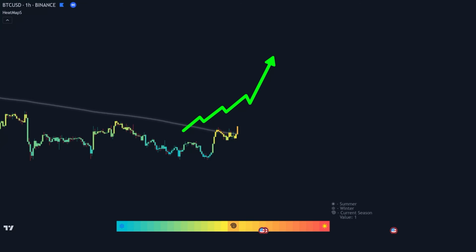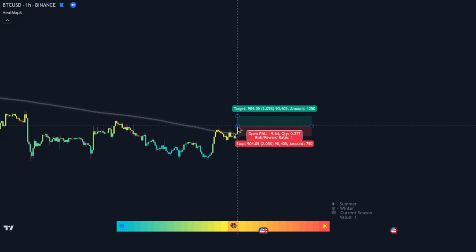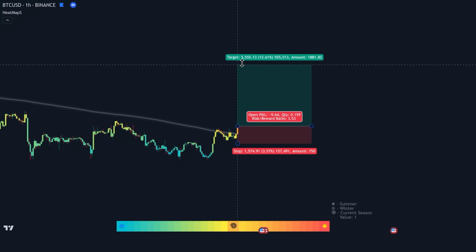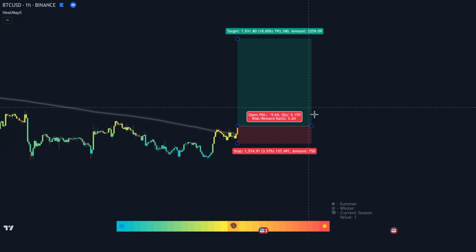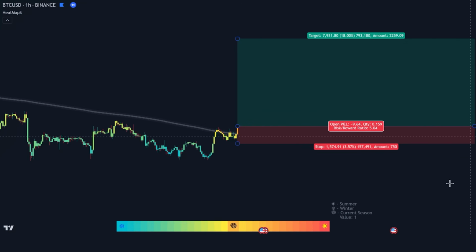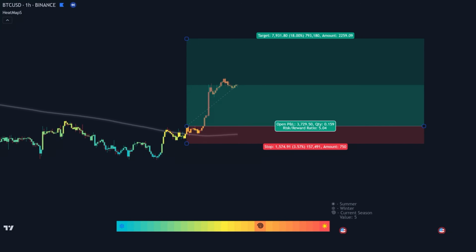The best entry point for this buy trade is after the price breaks above the regression line with strong upward momentum. To manage risk, we set our stop loss just below the regression line and the most recent swing low. This ensures protection in case the price reverses unexpectedly. For the take profit target, we aim for a 1-to-5 risk-to-reward ratio, meaning the potential reward is 5 times the risk. Now, let's see how the sell trade plays out.